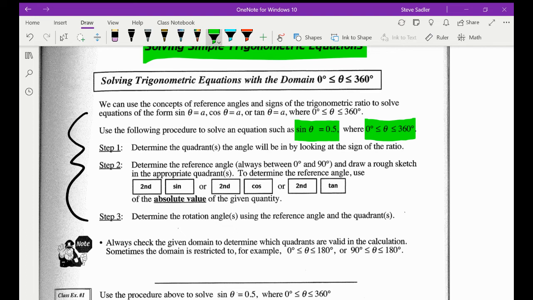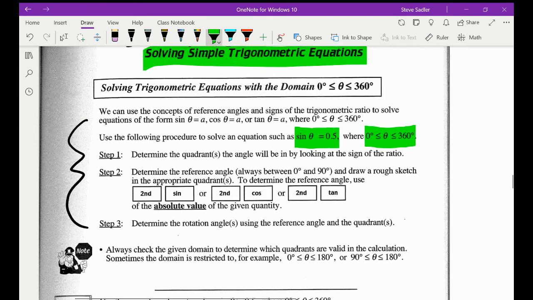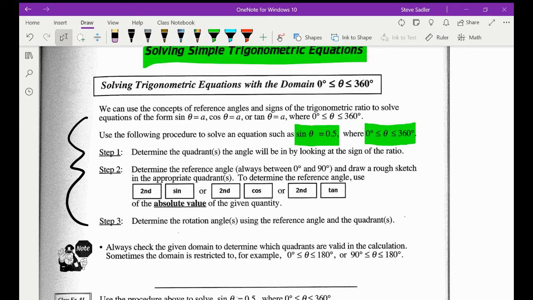The first step is to determine the quadrants the angle will be in by looking at the sign of the ratio. In this case, sine is positive, so that tells us it's in two different quadrants. We're actually going to solve this down at the bottom here, so I'll just talk through this quickly.